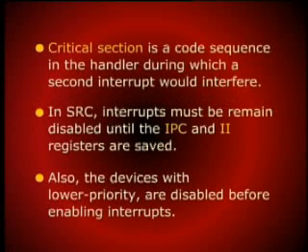Interrupts must remain disabled during critical sections of the interrupt handler subroutine. A critical section could be a code sequence in the routine during which a second interrupt would interfere. As an example, in the SRC processor, the interrupts must be disabled until the interrupt registers IPC and II have been saved with the instruction save interrupt. Devices of lower priority than the one being handled would also be disabled before enabling interrupts.